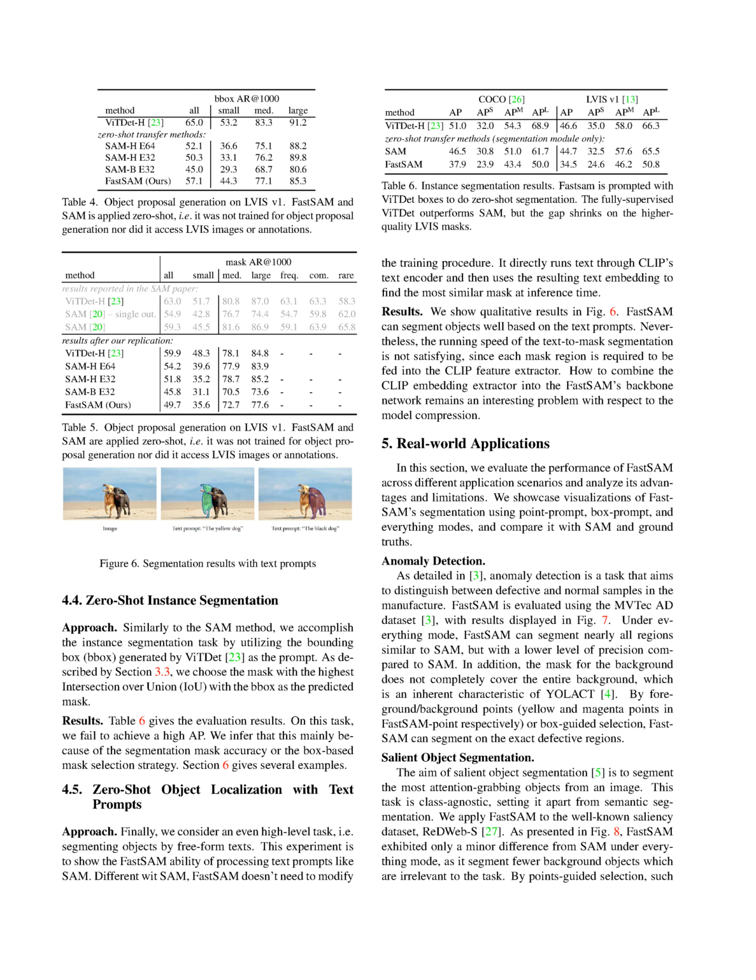Section summary. The performance of FAST is evaluated across different application scenarios, including anomaly detection and salient object segmentation. Under the everything mode, FAST can segment nearly all regions but with a lower level of precision compared to ground truths. By using foreground, background points or box-guided selection, FAST can accurately segment the exact defective regions or objects of interest.